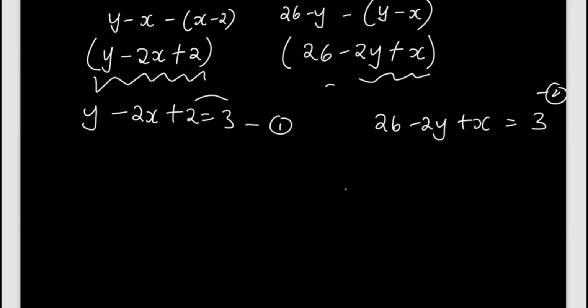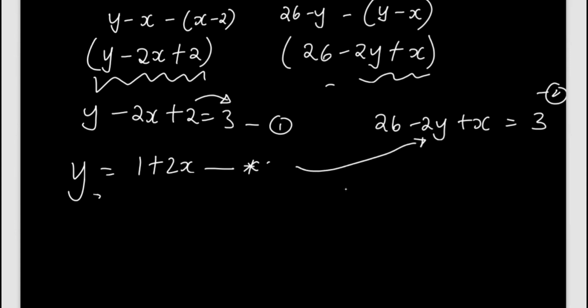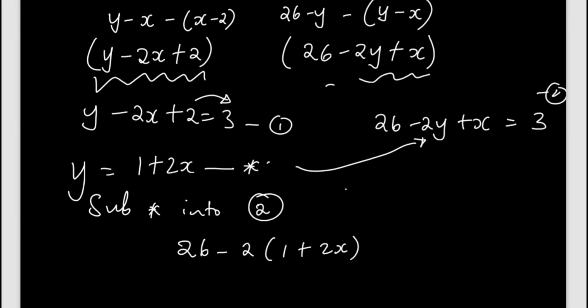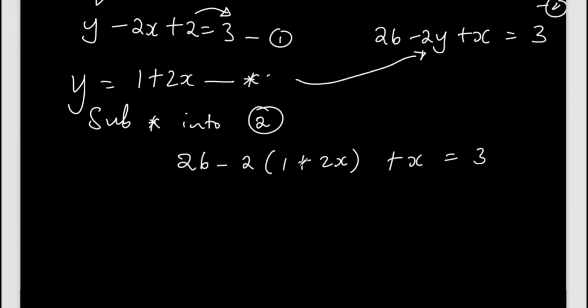I'm going to move the 2 that side, then move the x that side, so I make y the subject. So y is going to be 3 minus 2, which is a 1, plus 2x. That's my equation star. Then I'm going to replace it where I see y, so I get the value of x. So substitute star into equation number 2. That's going to be 26 minus 2 into 1 plus 2x, plus x should give us a 3.